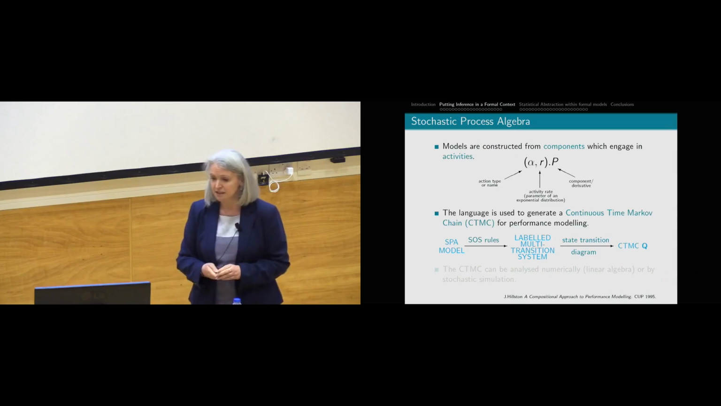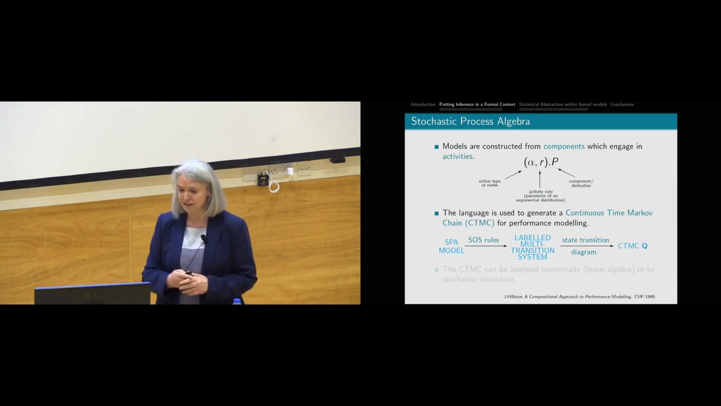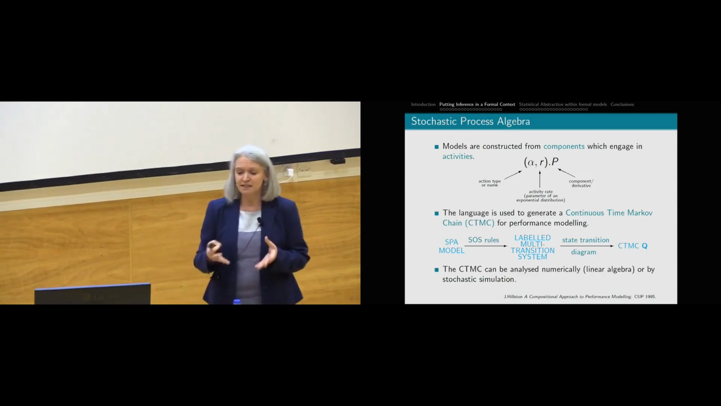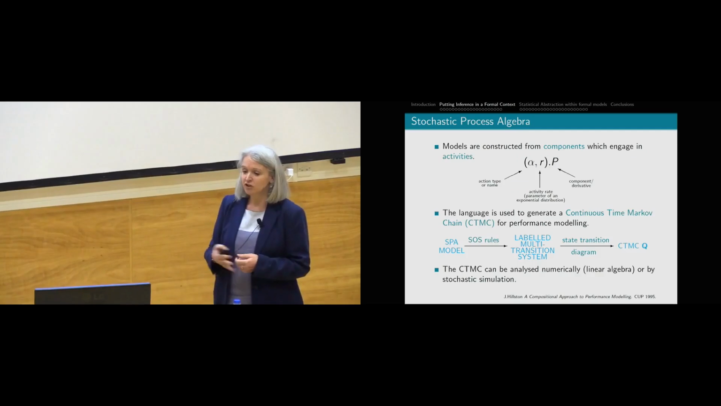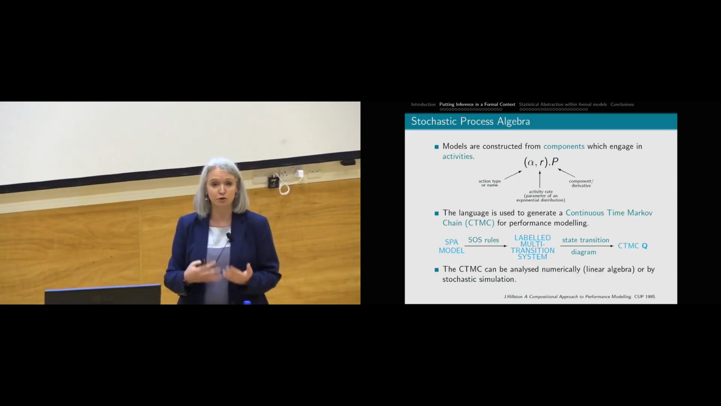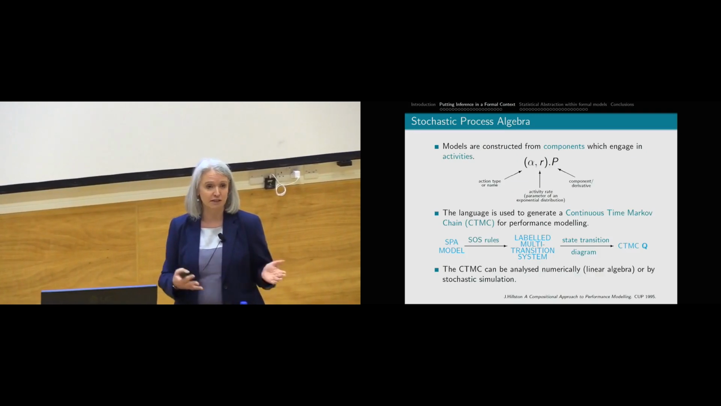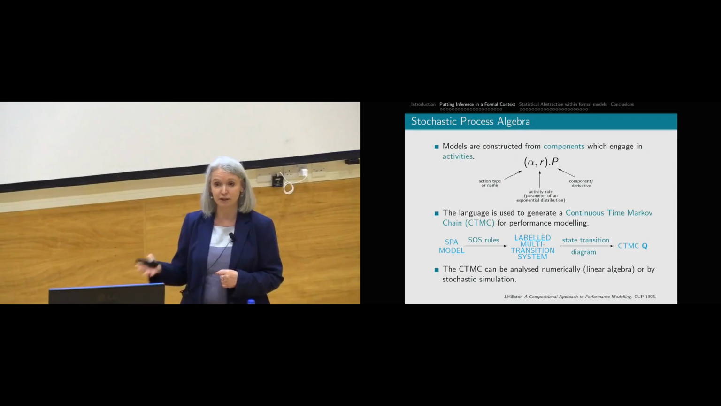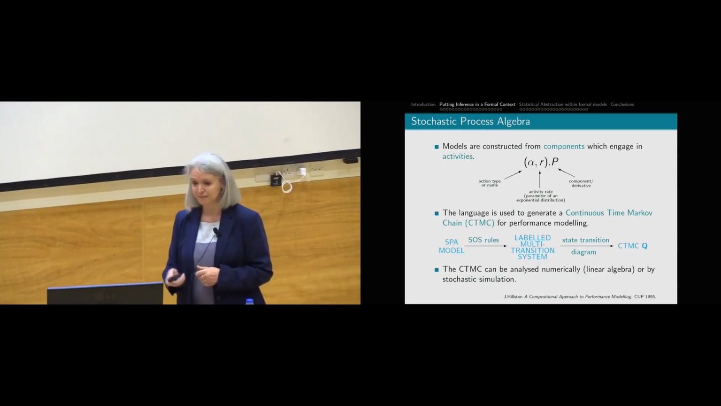reasoning about it. So we build this continuous time Markov chain, which I'll explain in a bit more detail in a moment. And then once we've done that, we represent it as a matrix, and we can use linear algebra or stochastic simulation to learn more about those dynamics. So, for example, to see how long it takes for 90% of my innocents to be corrupted by the gossip.